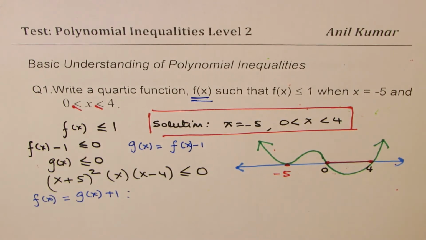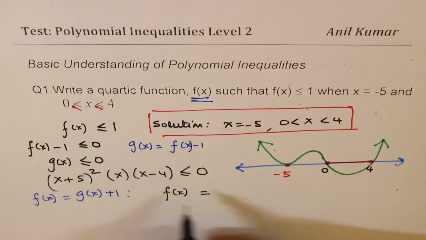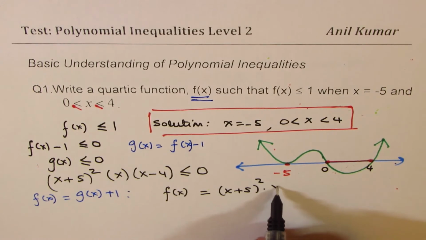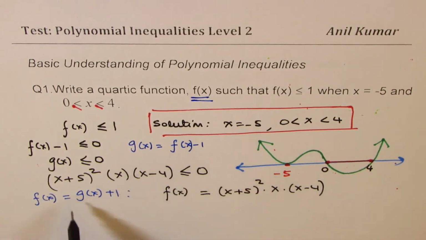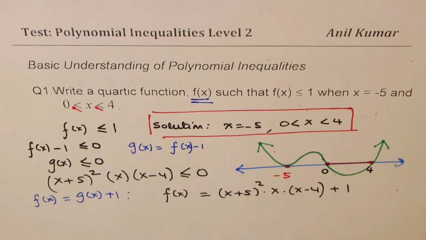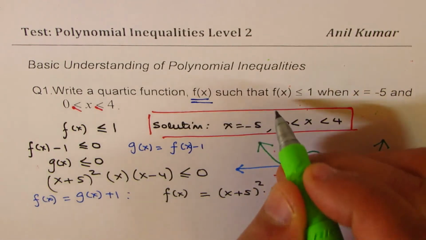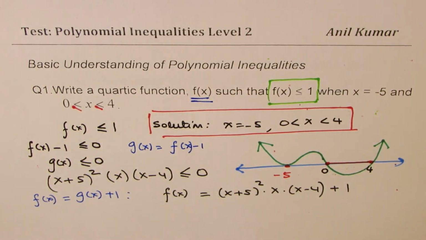And so the answer here is that f(x) is equal to all this, which is (x plus 5) whole square times (x minus 4) plus 1. Do you see that? Plus 1. So that becomes the function f(x), because in the case of f(x), the inequality was less than or equal to 1. Does that make sense to you? So that is the solution.